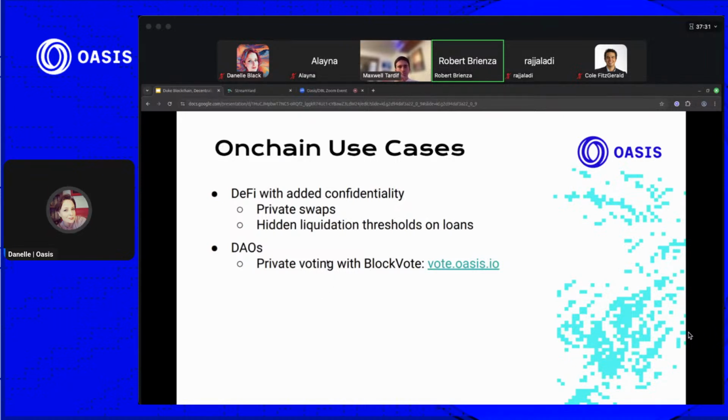And we actually built this ourselves because we think it's important. And we called it Block Vote. And basically you can go here to vote.oasis.io and check it out for yourself. But I'll get into this more in a moment with some more details.